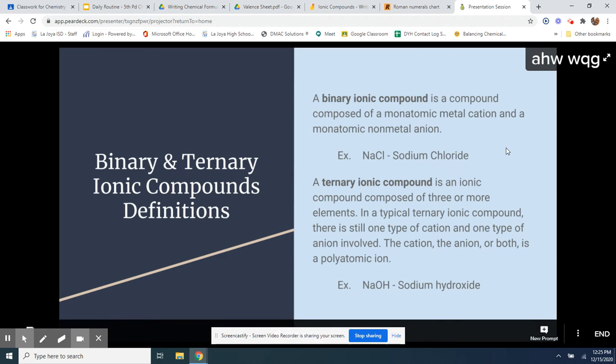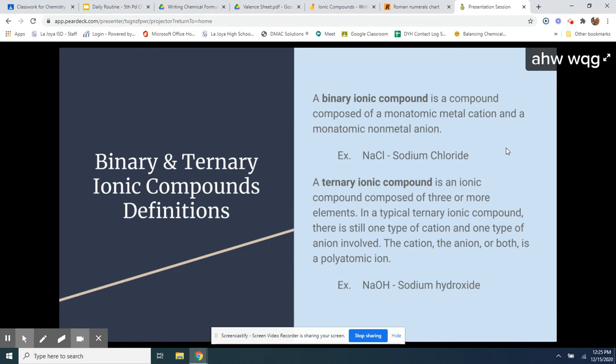A binary ionic compound is a compound composed of a monatomic metal cation and a monatomic non-metal anion. You always have two elements for binary compounds, okay? The first part of the name always has a positive charge. The second part of your name, the second element, always has a negative charge, okay?